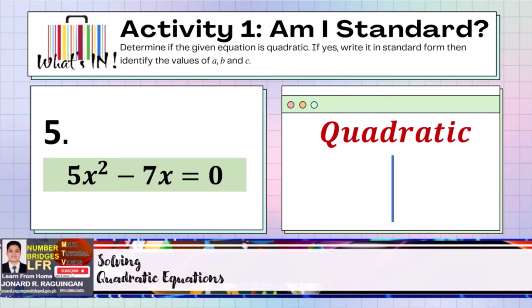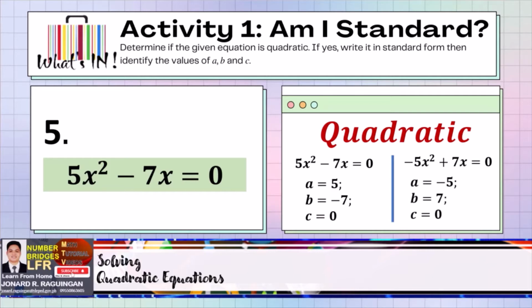The standard form is 5x squared minus 7x is equal to 0. And the values of a, b, and c are as follows. A is equal to 5, b is equal to negative 7, c is equal to 0. And its equivalent equation is negative 5x squared plus 7x is equal to 0. The values of a, b, and c are a is equal to negative 5, b is equal to 7, and c is equal to 0.